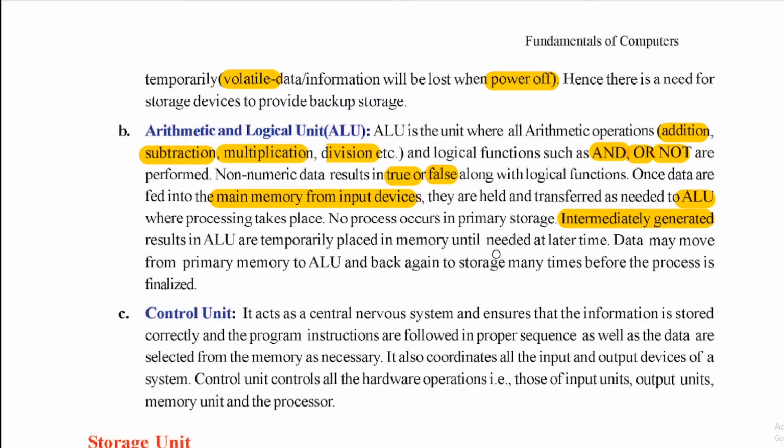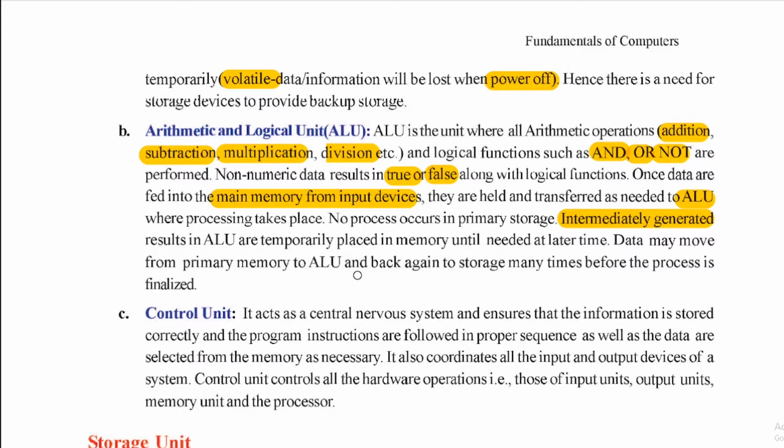Whenever you are doing some calculation, some intermediate results are generated. These intermediate results have to be kept temporarily in the memory unit until we use them again. So that has to be kept somewhere. Data may move from primary memory to the ALU and back again many times before the process is finalized.